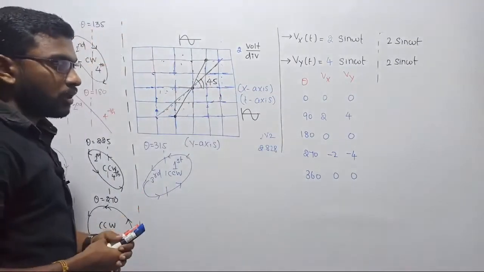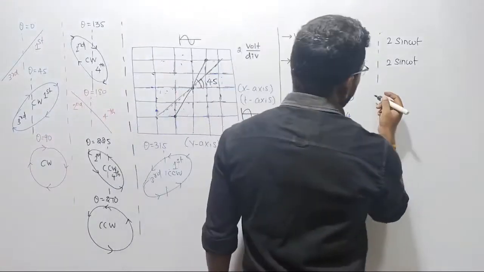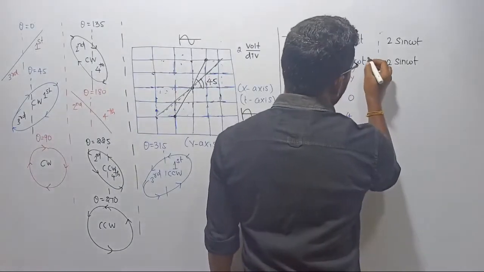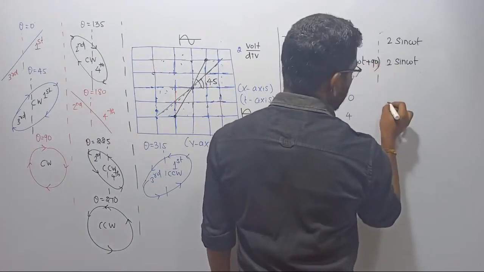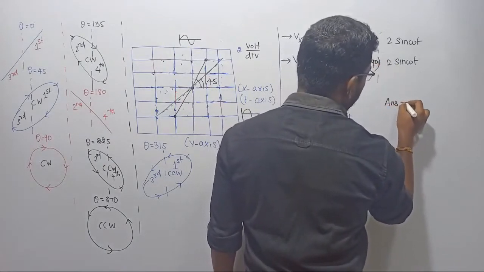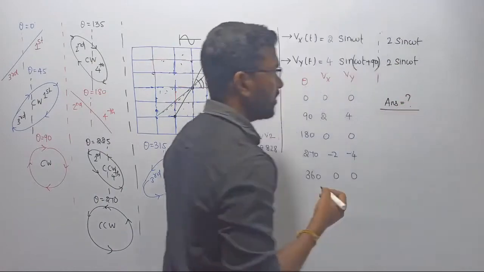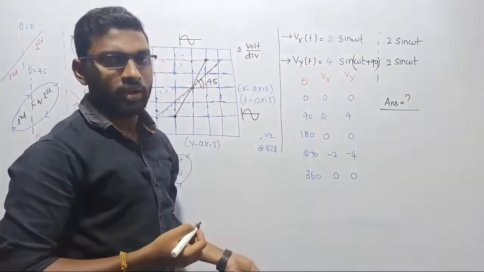Now I am giving a small task to you all. Please take the phase angle difference, so take theta equal to 90 degree now. And please drop your answer here. What type of waveform are we going to get? That's all, that is your work. Not now, in your free time.